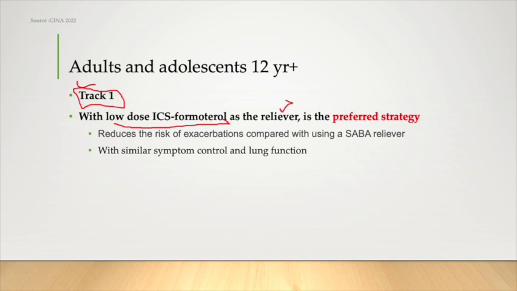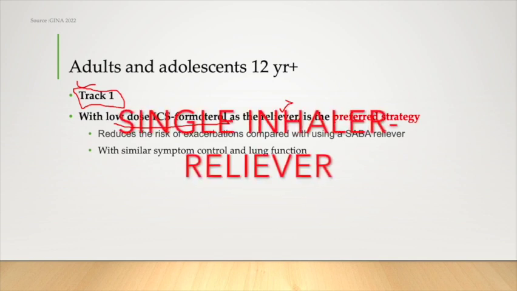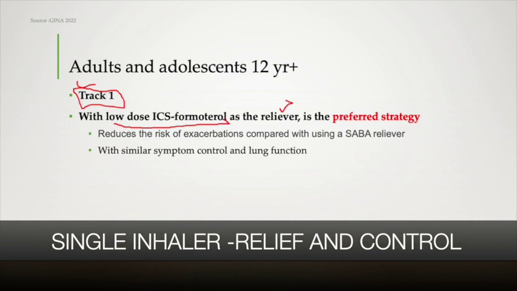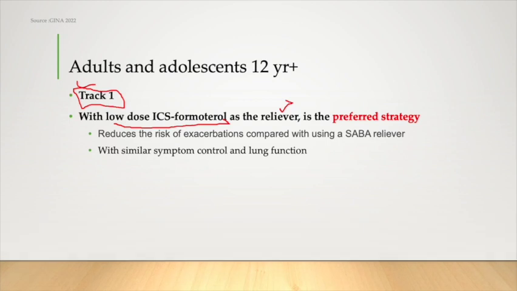Again, the guidelines emphasize that the preferred strategy for reliever will be a low dose ICS and formoterol, rather MART therapy, single inhaler for maintenance and relief therapy. Why? Because that reduces the risk of exacerbations, reduces the risk of progression of the exacerbation, and the patient has similar symptom control even immediately, and a good lung function improvement. There's enough evidence to support that SABA SOS is not to be used for managing exacerbations even in so-called mild asthmatics.